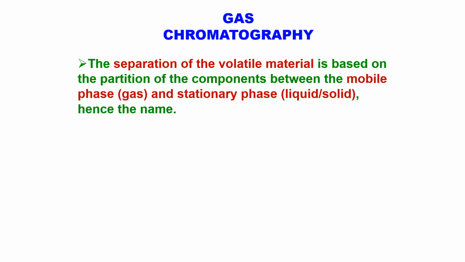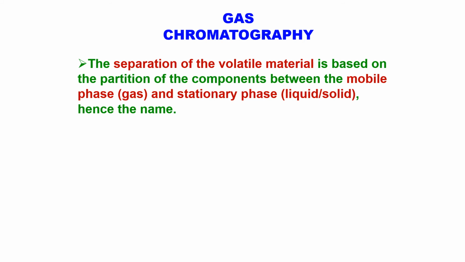So, let's get to gas chromatography. It is the method of separation of volatile components and is based upon the partition of the components between the mobile phase and the stationary phase, the only difference being the mobile phase is the gas phase and the stationary phase can be formed by either liquid or by solid.